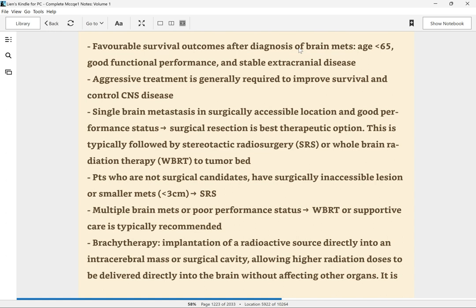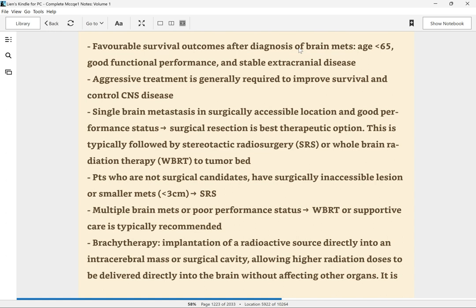Aggressive treatment is generally required to improve survival and control CNS disease. For a single brain metastasis in a surgically accessible location and good performance status, rightward arrow: surgical resection is the best therapeutic option. This is typically followed by stereotactic radiosurgery, SRS, or whole brain radiation therapy, WBRT, to the tumor bed.